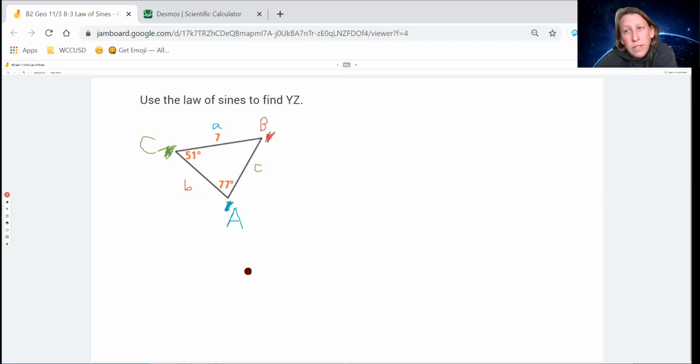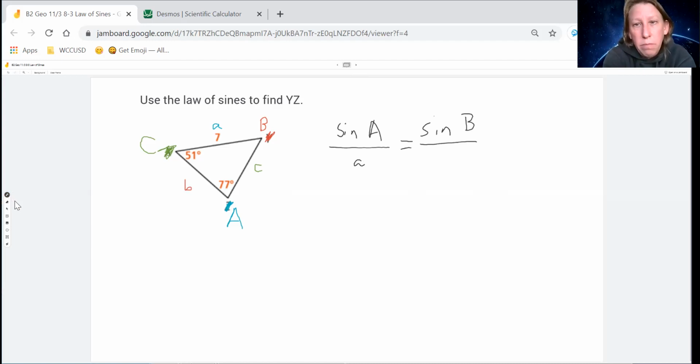All right, if I'm learning a new formula, I want to try to keep it easy for myself. So I'm going to set up the proportion. The formula says that the sine of A goes with the side length A. The sine of B goes with the side length B. And the sine of C goes with the side length C. That's the relationship. And I'm going to use some of that in order to solve for YZ. I'm trying to find out what that is. It's annoying me. I'm going to put a question mark right here.